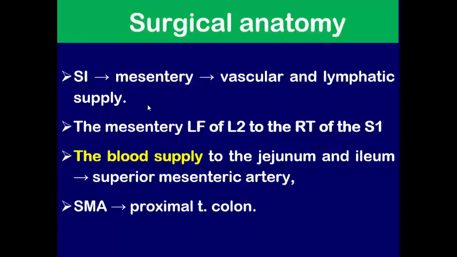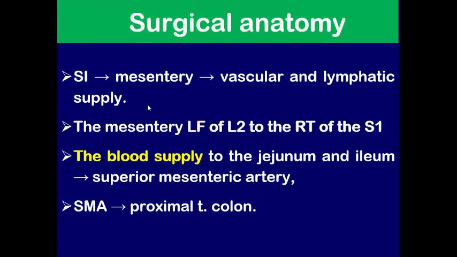The small bowel is tethered by the mesentery to the posterior abdominal wall, which carries the vascular and lymphatic supply. The mesentery travels obliquely from the left of L2 to the right sacroiliac joint. It is normally very mobile. The blood supply to the jejunum and ileum is via the superior mesenteric artery, which also supplies the proximal transverse colon. Vascular arcades in the mesentery provide collateral supply.